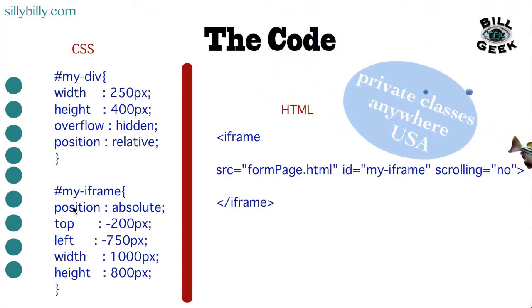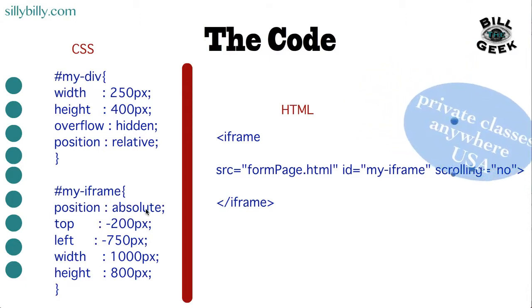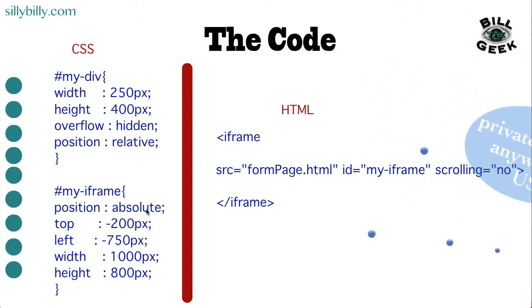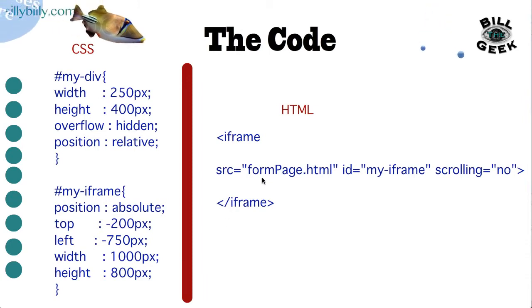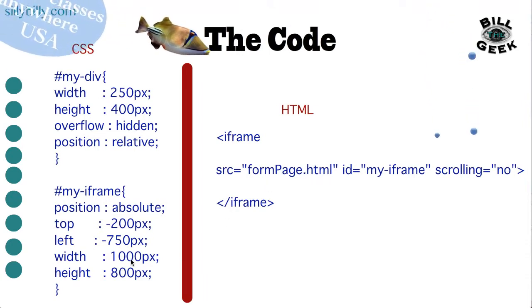Okay, now here's the deal. I want to position it absolutely, and you can download the sample files and play with this. Top is going to be down about 200 pixels. The left is going to go all the way over. You play with this, but notice I'm setting the width and height of this page because it's a full page, and all I want is this little 250 by 400 pixel segment to show up in this whole page called formpage.html that I'm importing.